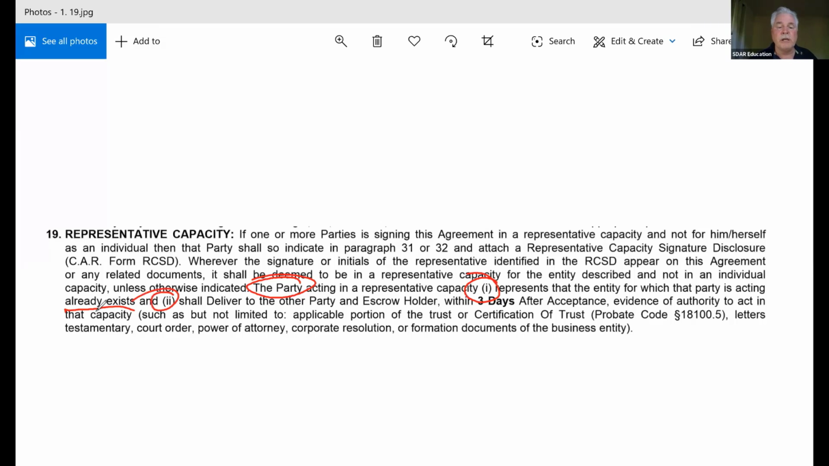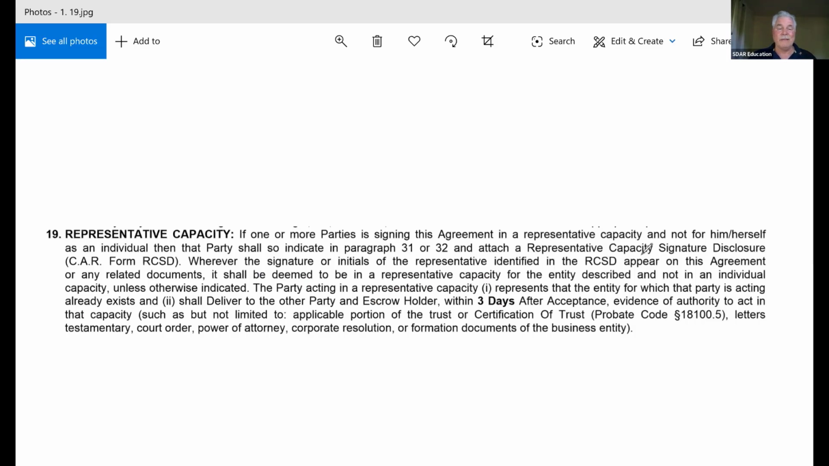And then two, shall deliver to the other party and escrow holder. And this came up, I had a transaction coordinator send me an email saying I'm having a problem because the seller's agent won't give us a copy of the trust documents. So it says within 3 days after acceptance, evidence of authority to act in that capacity. Okay, so by the way, shall deliver to the other party and the escrow holder. Everybody follow me there? So by contract, they've agreed to do that. So of course the escrow officer sends them an email saying, oh, we already got what we need. You don't need anything else.